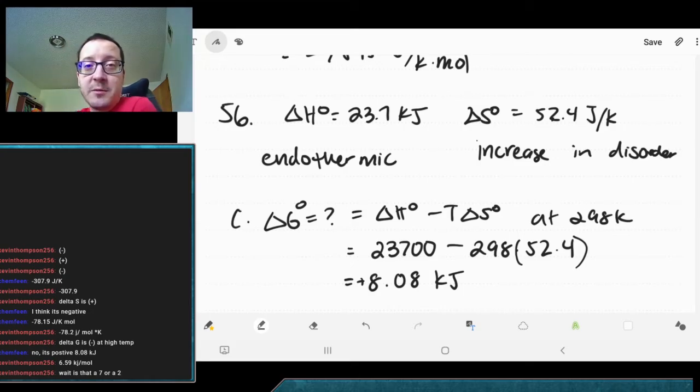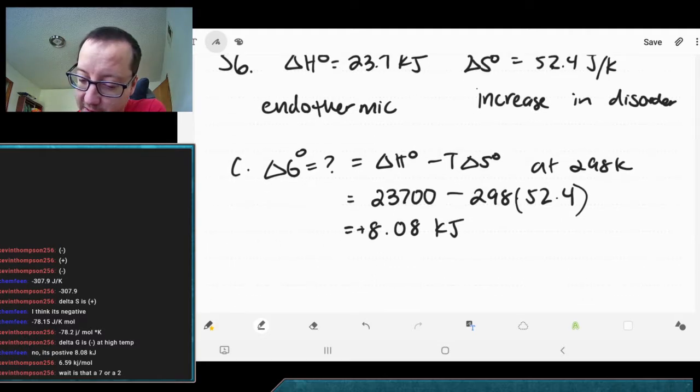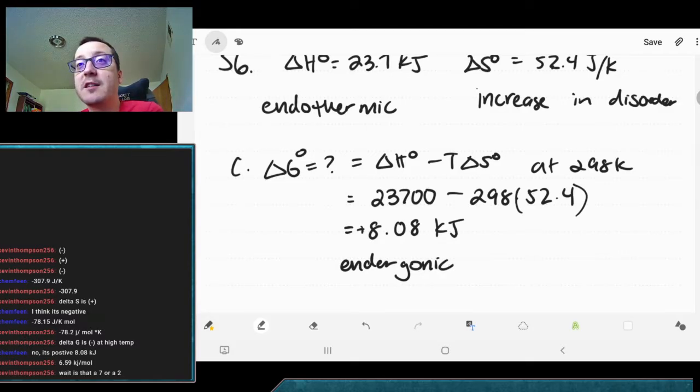We do actually have a term for this. I suppose we haven't said it out loud, but this sort of reaction is something we would call endergonic. Endergonic means it has a positive delta G. The opposite is exergonic for a negative delta G.